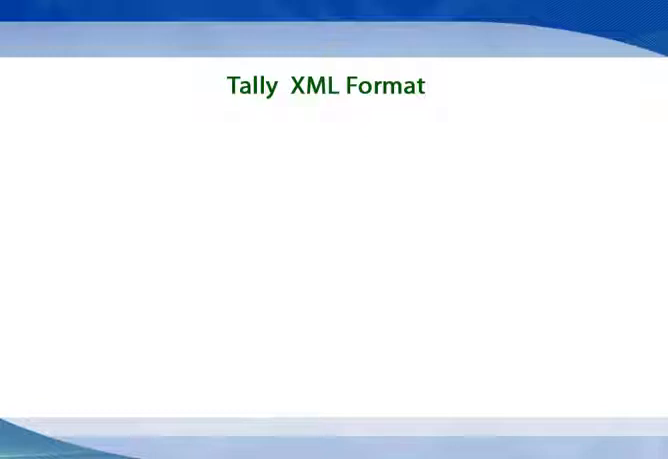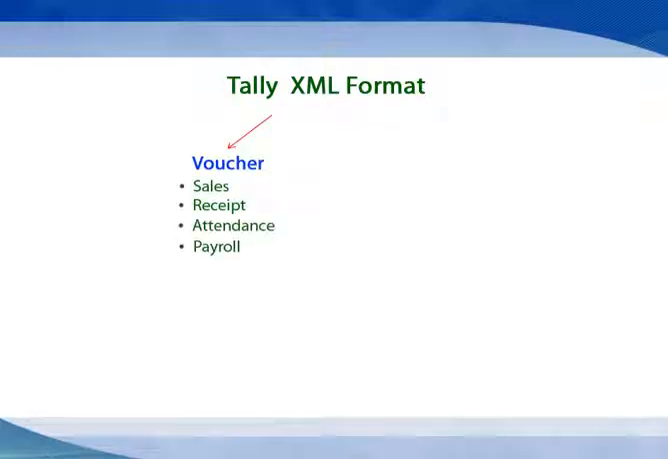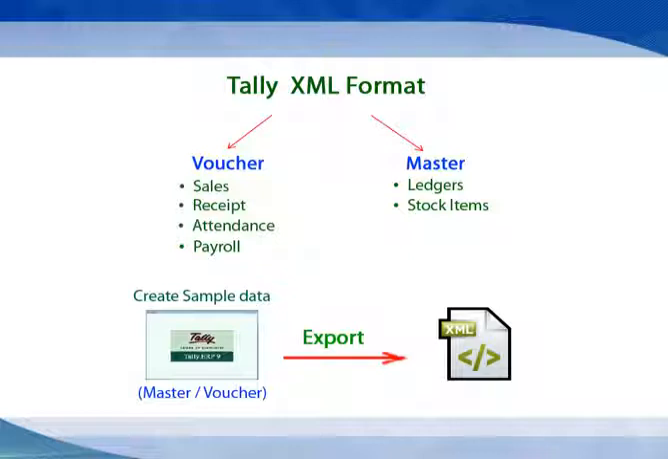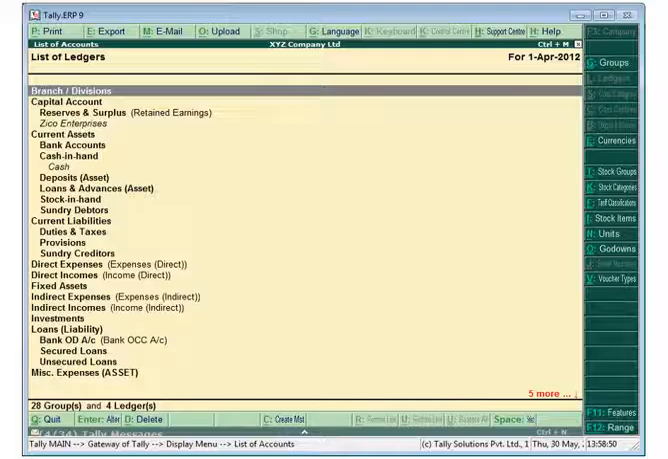Tally can also import other vouchers like sales, receipt, attendance, payroll, etc. and masters like ledgers, stock items, etc. To understand the XML structure of any data object, the best way is to create sample data in Tally and export the same in XML format. For Masters XML format, create a few masters, then navigate to Display List of Accounts. Click Export to export the masters after specifying the relevant details.